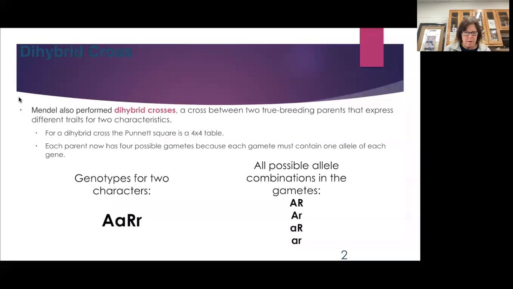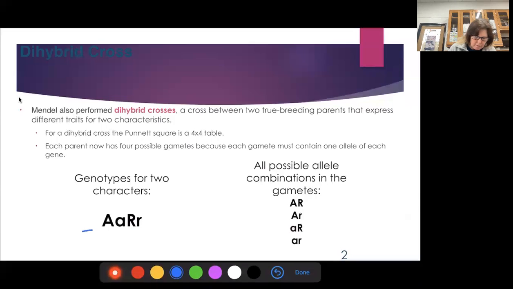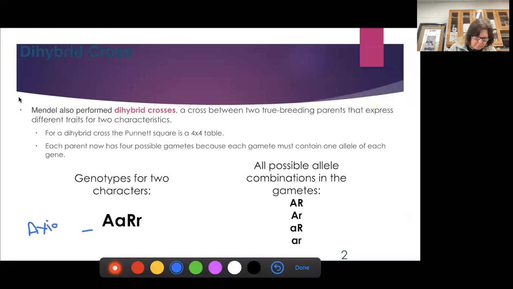So when we talk about dihybrid crosses, that means we want to know 2 traits at the same time. This is going to be a 4x4 table. If we have 2 characteristics, for example, we could be looking at whether they are axial or terminal flower position, and round versus wrinkled.